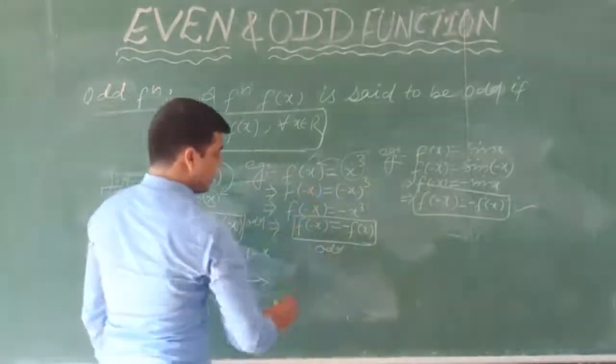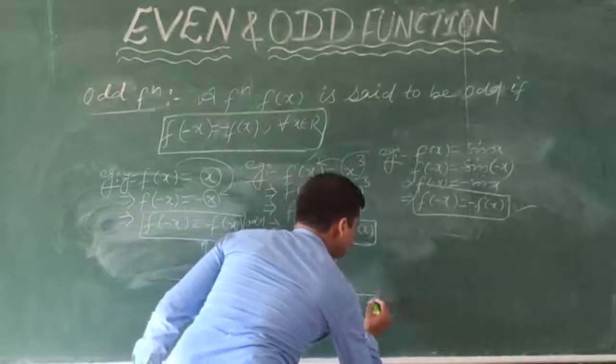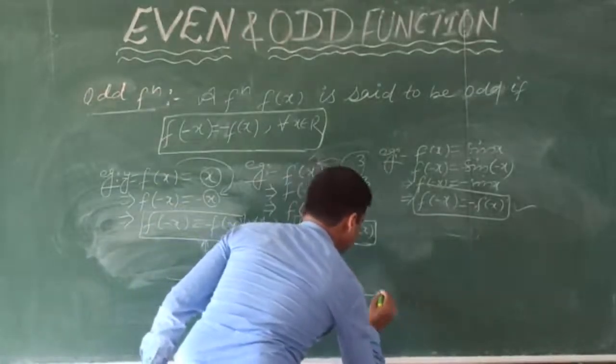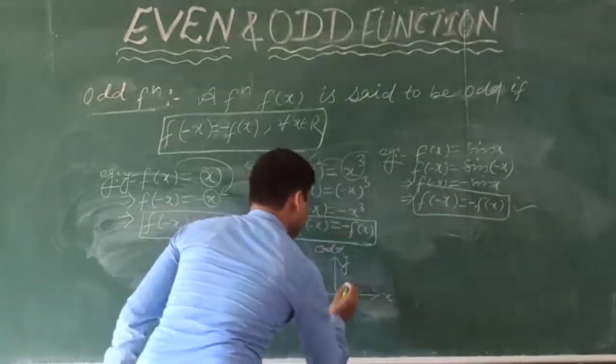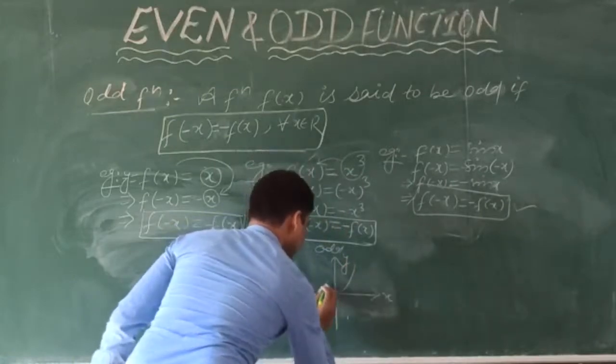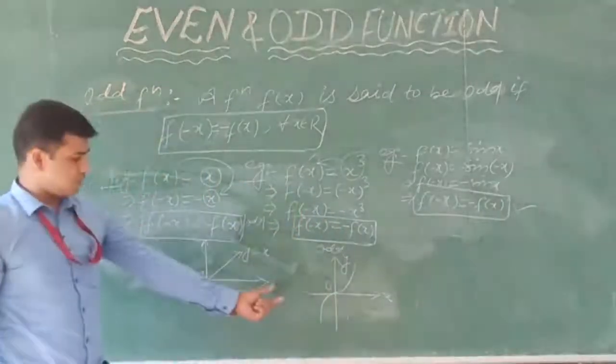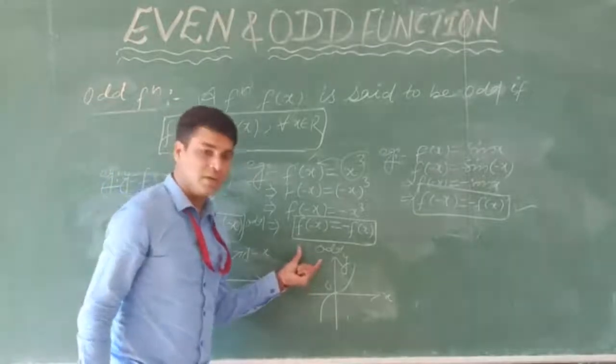Okay, next x cube. So we know the graph of x cube, this one is the x axis and this one is the y axis. Now see this here, the graph of x cube is this one. Again same thing, if you observe this one, you can say this graph is symmetric about the origin.